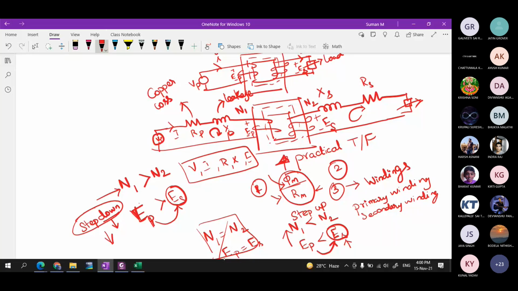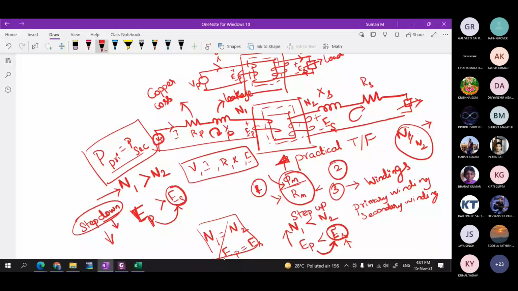But the power in both cases is the same. Even if it is operating in step down or step up, the power on the primary side will be equal to the power on the secondary side, except for the losses. If you exclude the losses, both powers will be the same. Now we are talking about two things. One is the windings, N1 and N2; the ratio N1 by N2, which we will discuss again later, is the transformation ratio. Based on this ratio, your voltage is going to either increase or decrease.